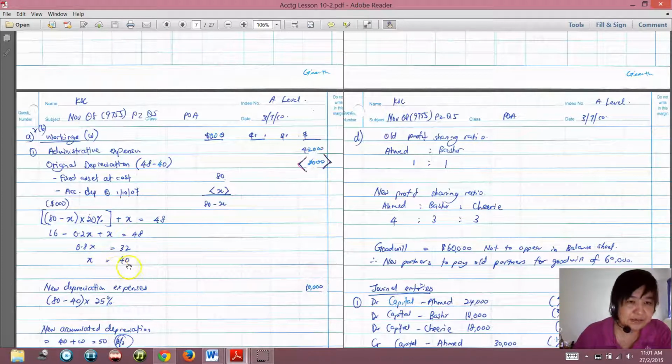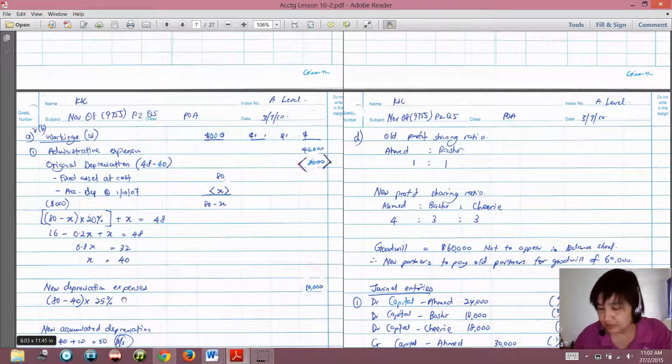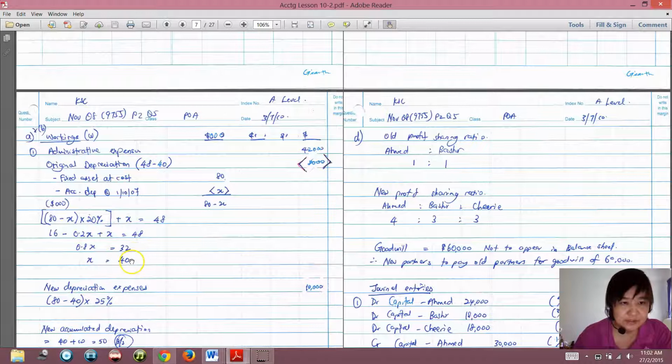So X is 40,000. That means the accumulated depreciation at the beginning of the year is 40,000. Now, if you use the new depreciation rate of 25% based on the reducing balance method, it will be 80,000 minus the accumulated depreciation at the beginning of the year, which we calculated as 40,000, then times 25%. So the new depreciation expense is 10,000.